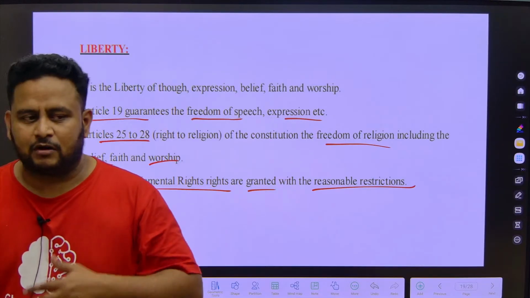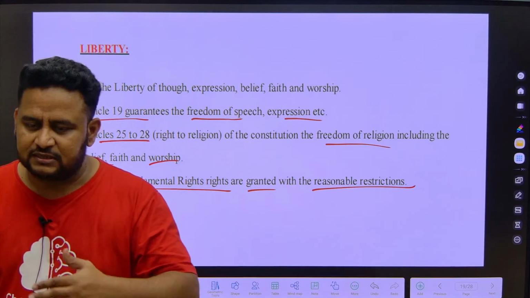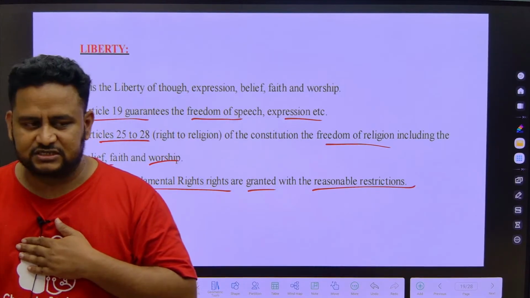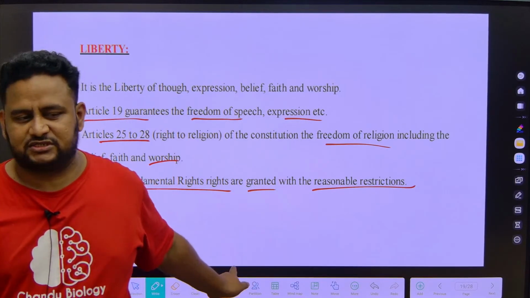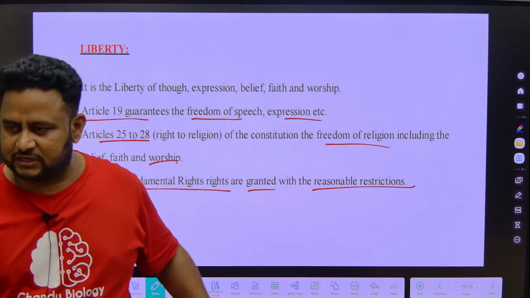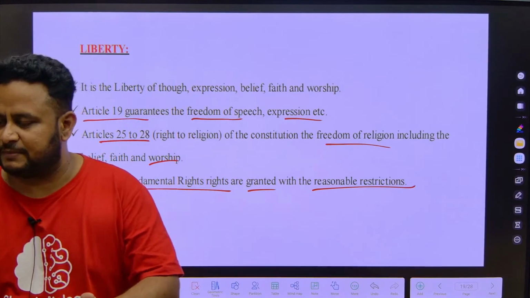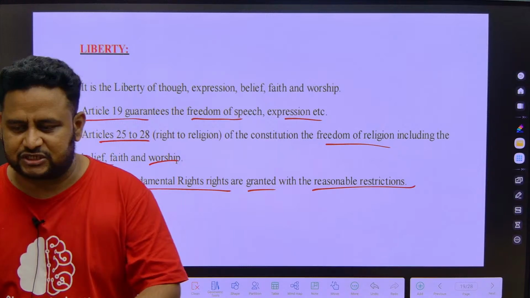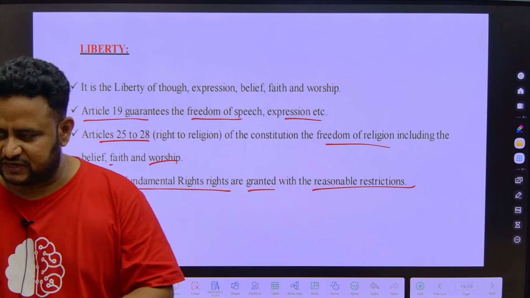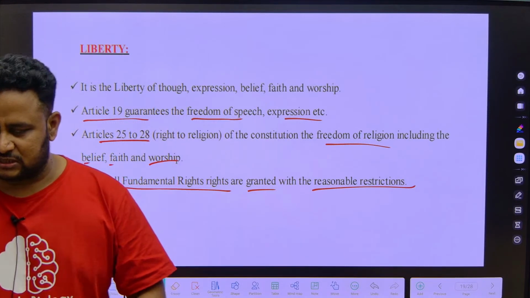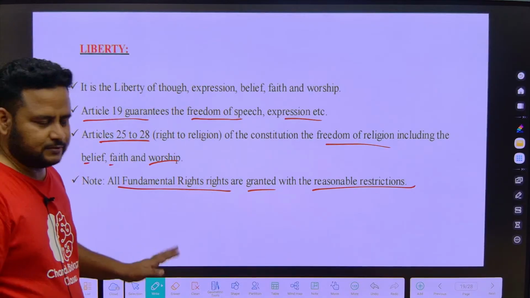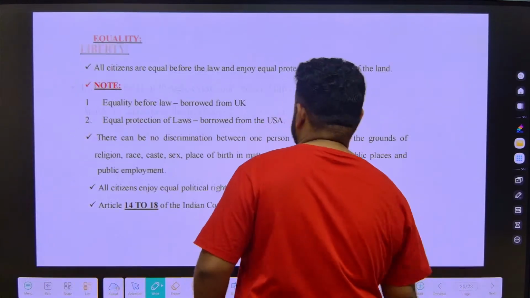So that's why, although I have the right to express something, I should follow certain conditions. That is the meaning of reasonable restrictions. Although I have liberty, it is not absolute liberty. There are reasonable restrictions to everything. Every fundamental right has reasonable restrictions. Understood liberty? Okay. Next thing is equality.